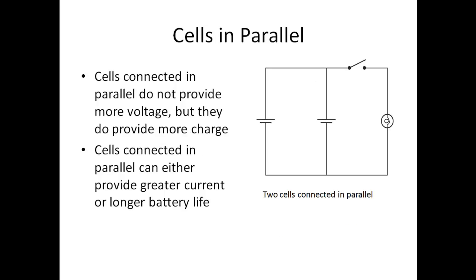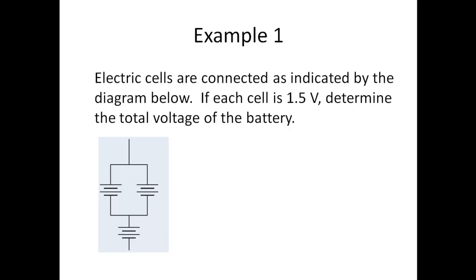When cells are connected in parallel, it does not provide more voltage, but they do provide more charge. In addition, cells connected in parallel can either provide greater current or longer battery life. Cells may also be connected in a combination of series and parallel, as in the diagram below.